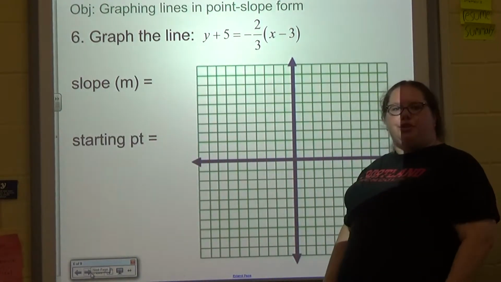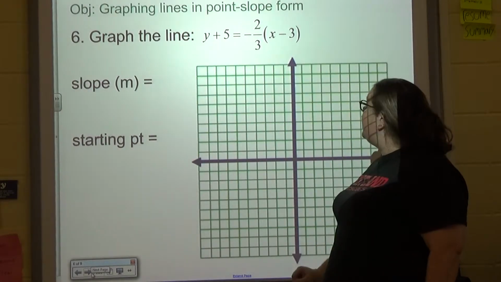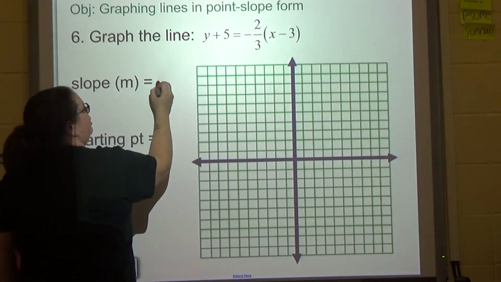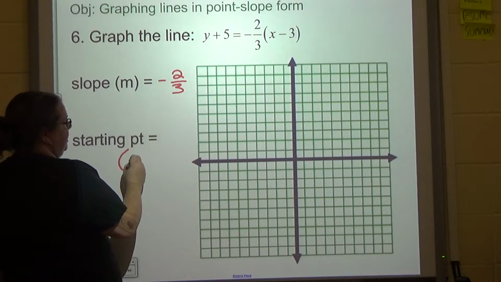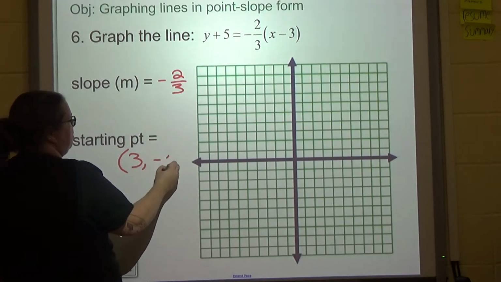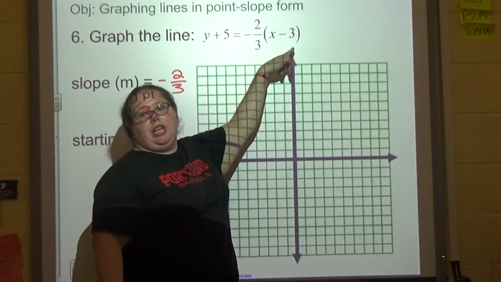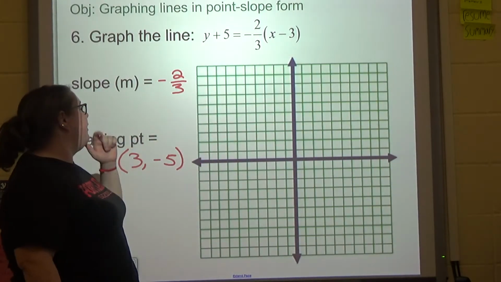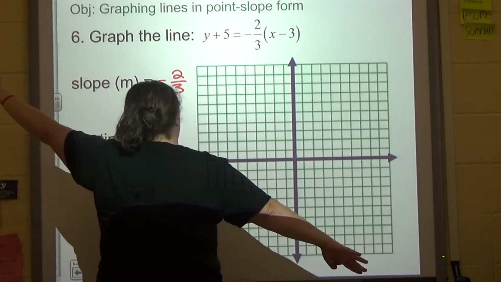Alright, pause the video. Try it on your own. Alright, so in this one, my slope is -2/3, that number in front of x. And my point is (3, -5). Remember, change the sign. -3, make it +3. +5, make it -5. I have negative slope this time, so it looks like this.